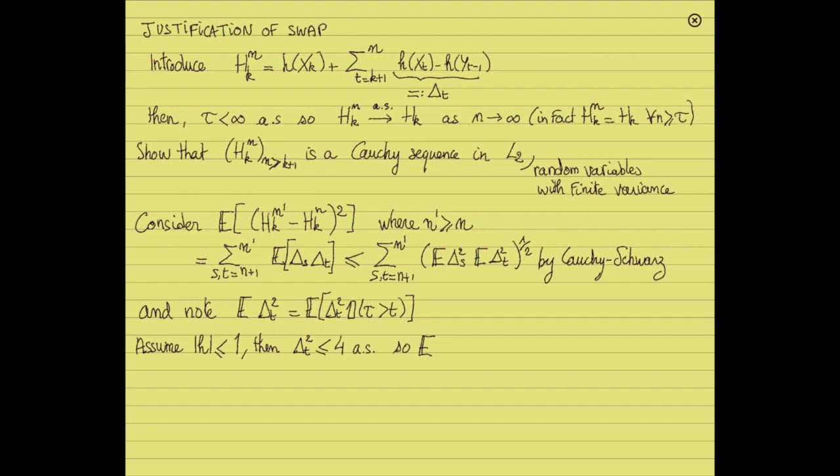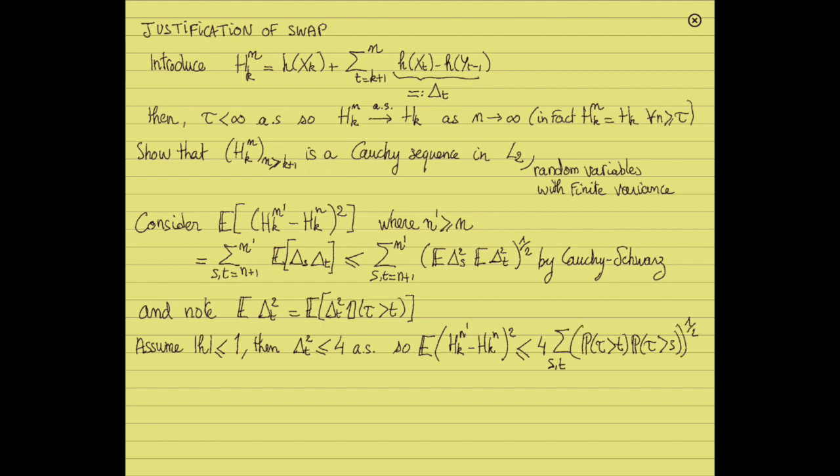And so the expectation is less than 4 times the probability that tau is more than t, which is the expectation of the indicator. And so when we look at the squared increment, we have this upper bound in terms of 4 times a double sum over s and t of the probability that the meeting time is more than t times the probability that the meeting time is more than s, with a square root in the sum.